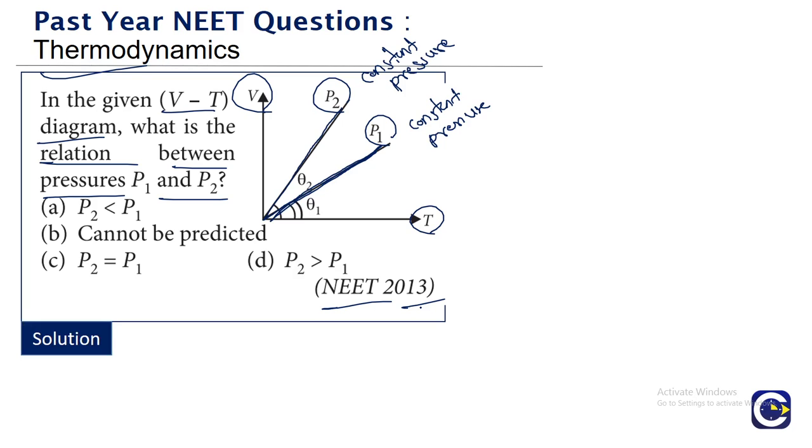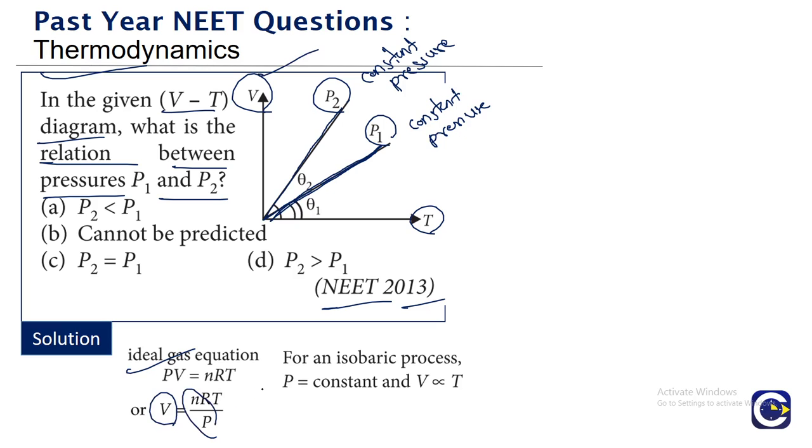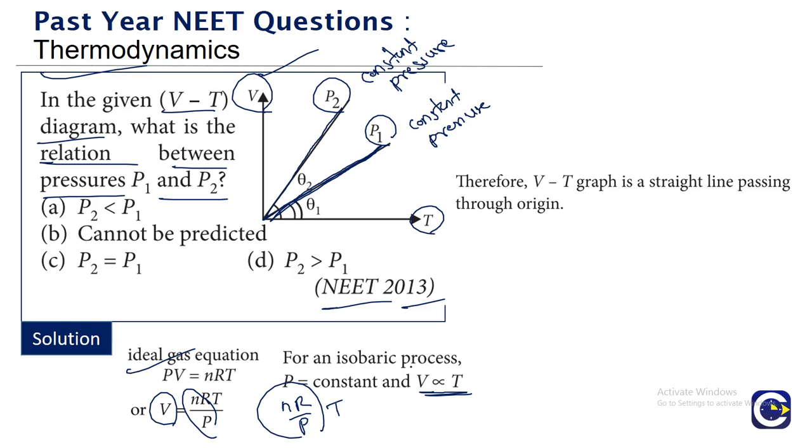If you look at it, from the ideal gas equation we have PV equal to nRT. Here the y coordinate is V, so we have V equal to nRT by P. If it is an isobaric process, pressure is constant, so the entire multiplier nR by P, multiplied to temperature, is a constant. So volume is directly proportional to temperature. This is isobaric, so the VT graph will be a straight line passing through the origin.